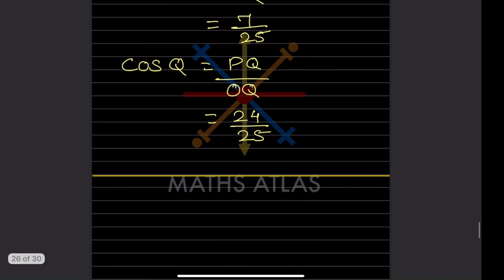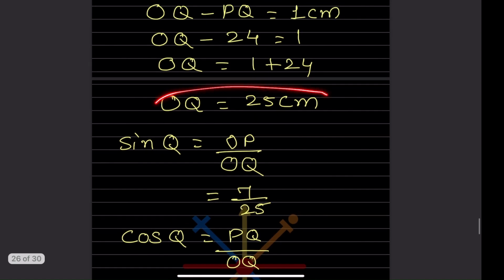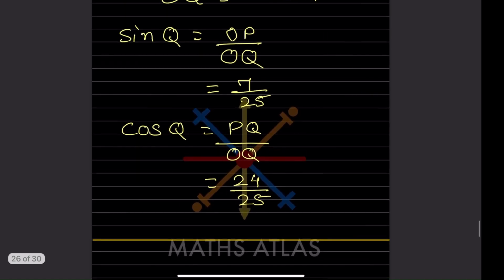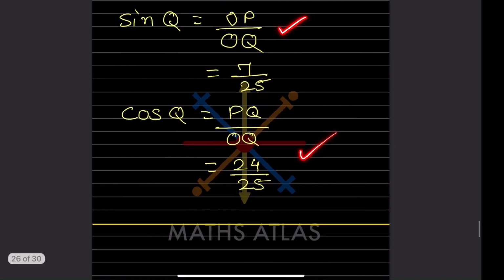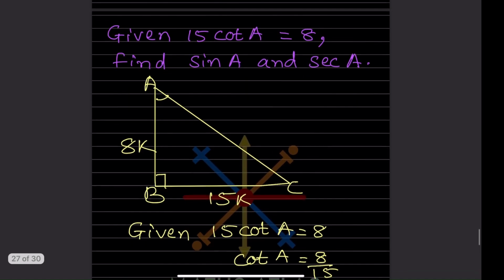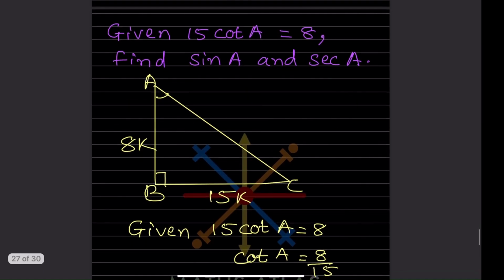So you will write here in place of PQ as 24, and the hypotenuse, this is the OQ, as 25. So we got the values of sine Q and cos Q. So the next one, they said that given 15 cot A is 8, and you have to find the sine A and sec A.